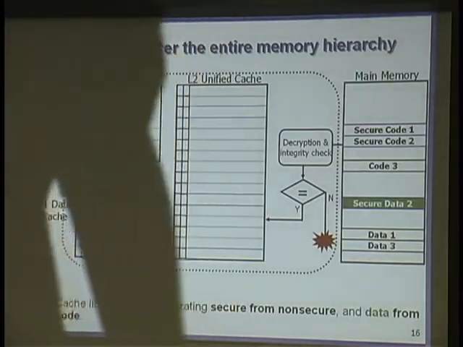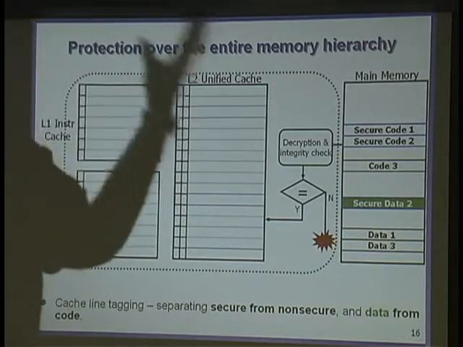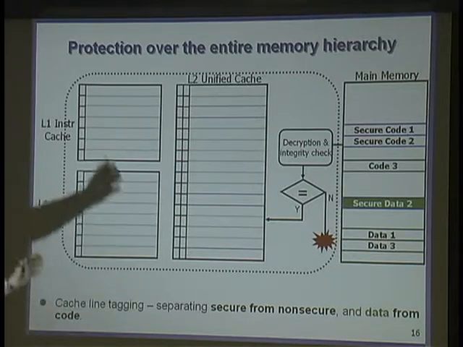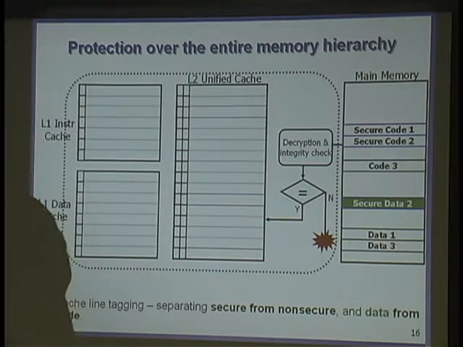Okay. So let me describe the whole thing in terms of the memory instructions and data cache lines as to how it may work. Here, the thing on the left is the microprocessor chip, and everything inside is inside the security perimeter. Outside is the main memory.